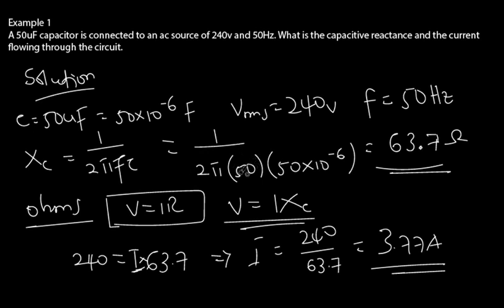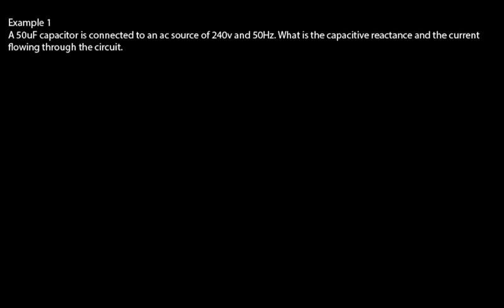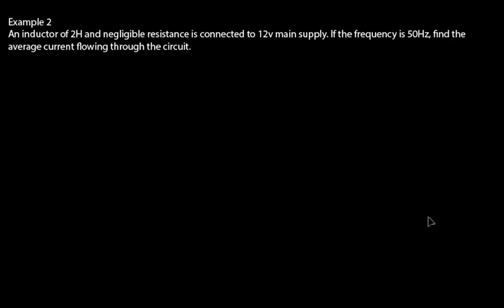Okay, so let's have a look at a second example. That is the first one. So example number 2. In the second example, we have an inductor of 2 Henry and negligible resistance connected to a 12-volt main supply. If the frequency is 50 Hz, find the average current flowing through the circuit.